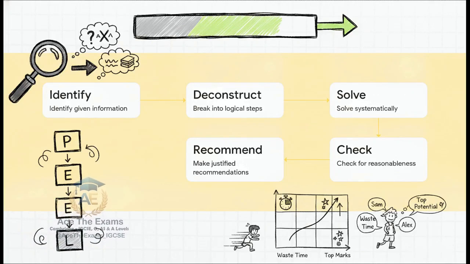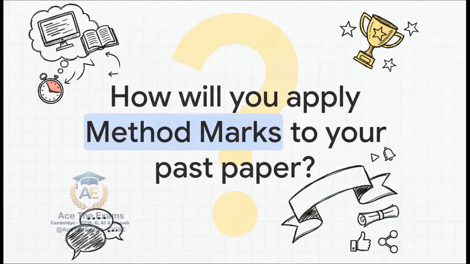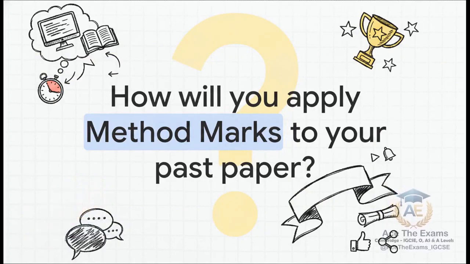As you apply these 3 rules, you can practically see your mark potential progress bar shooting all the way up to 100%. So I leave you with this final provocative challenge. How will you apply this method mark strategy to your next past paper? The knowledge is entirely in your hands now.